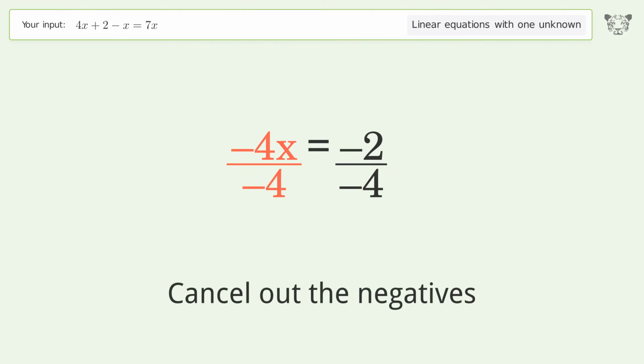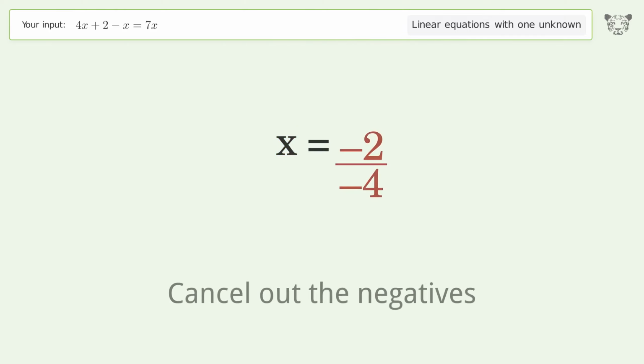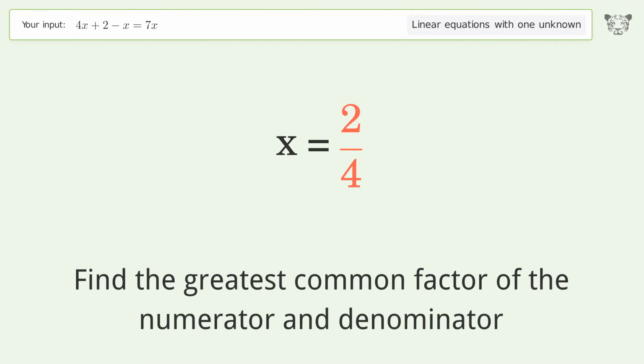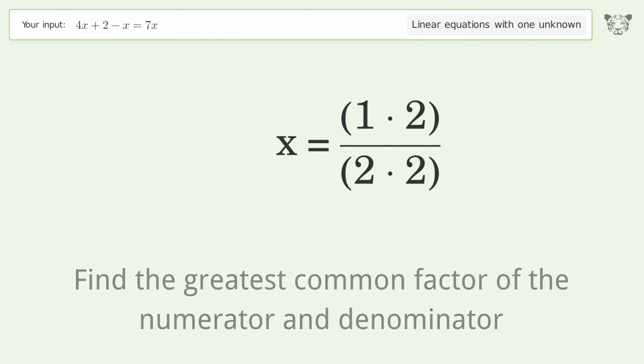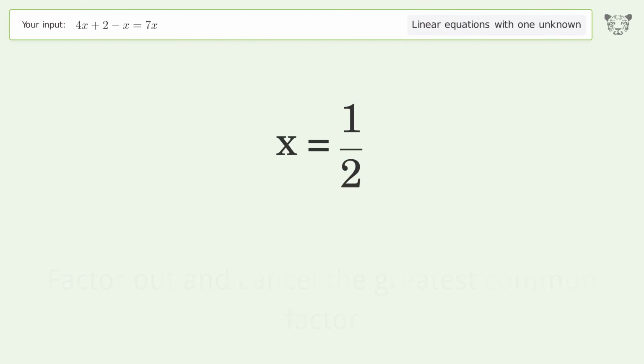Cancel out the negatives. Simplify the fraction. Cancel out the negatives. Find the greatest common factor of the numerator and denominator. Factor out and cancel the greatest common factor. And so the final result is x equals 1 over 2.